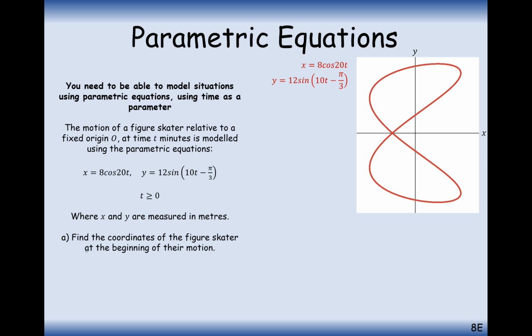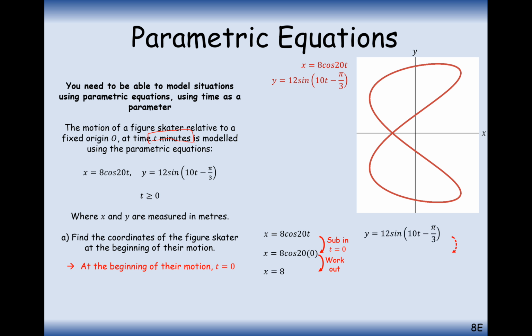Find the coordinates of the figure skater at the beginning of their motion. So that's nice and easy. Plug in t equals 0. t here is measured in minutes and not seconds. So plug in t equals 0, and we're going to get 8. And plugging t equals 0 into the y equation, we're going to get minus 6 root 3. So effectively this is like a coordinate, 8, minus 6 root 3, so 8 along the x-axis, minus 6 root 3 along the y-axis, somewhere in the bottom right quadrant.